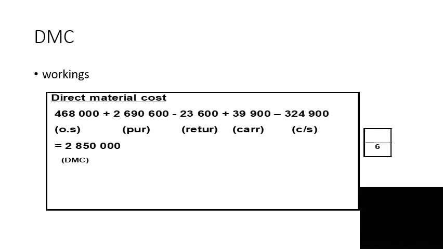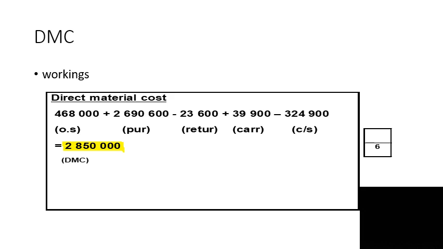We are going to start with the direct material cost. We know our formula from the information that we were given. The opening balance, the 468, was our opening stock. So our formula says opening stock plus purchases minus returns plus carriage minus closing stock. So our 468 from the information given, plus our purchases from the trial balance, minus returns 23,600. We also add our carriage, minus closing stock, will give us now our total value of direct material cost.